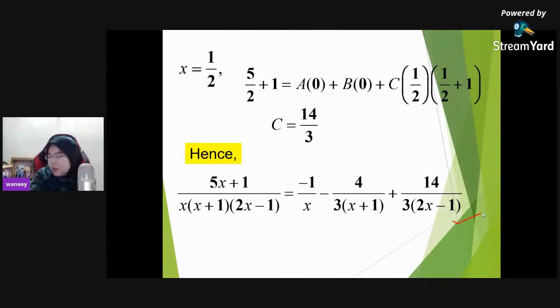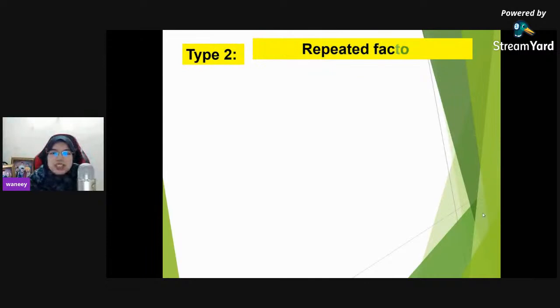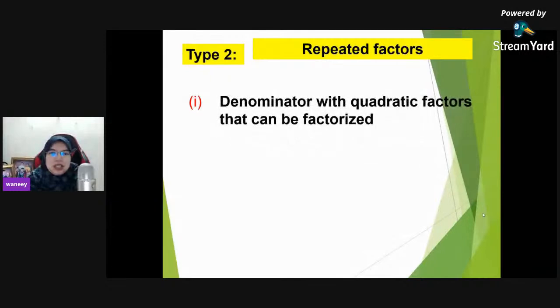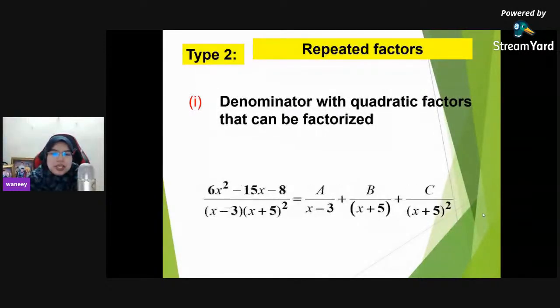Okay, so now let me proceed with the next one. This is type 2 when we have a repeated factor. For example, let's say you have (6x squared minus 15x minus 8) over (x minus 3)(x plus 5) squared. So this is the repeated factor. This one is a normal linear, so x minus 3. Repeated factor, so we are going to do x plus 5, x plus 5 squared. If this is a cube, that means we have another one with x plus 5 cubed.